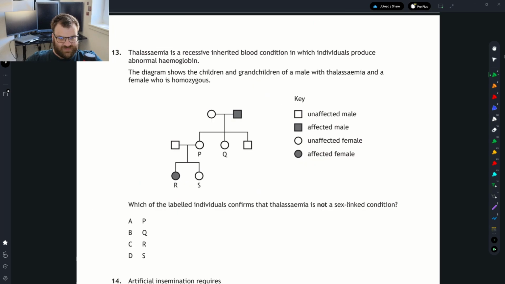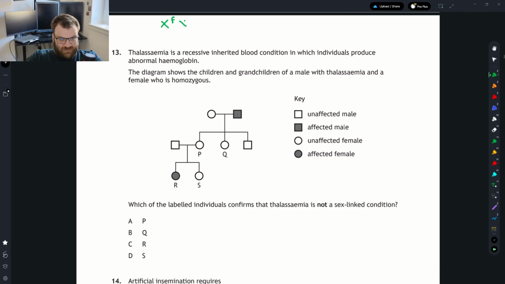In this question, we're dealing with inheritance of a recessive condition. They're asking us to identify who proves it's not sex-linked condition. What I would do is I would go through it as if it was sex-linked and see where the pattern breaks down.